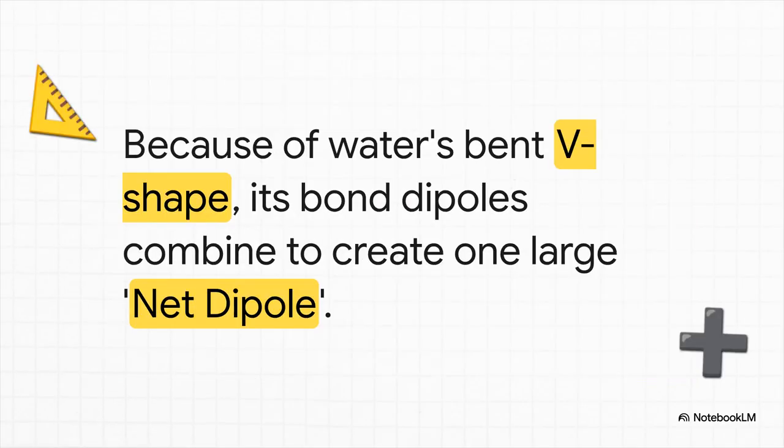And this is where the molecule's shape becomes absolutely critical. You see, a water molecule isn't just a straight line. It has a distinctive bent V shape. Because of that angle, the two bond dipoles don't pull in opposite directions and cancel out. It's like a game of tug-of-war where the two ropes are pulling at an angle. They create a combined pull in one general direction. That combined pull is water's net dipole.